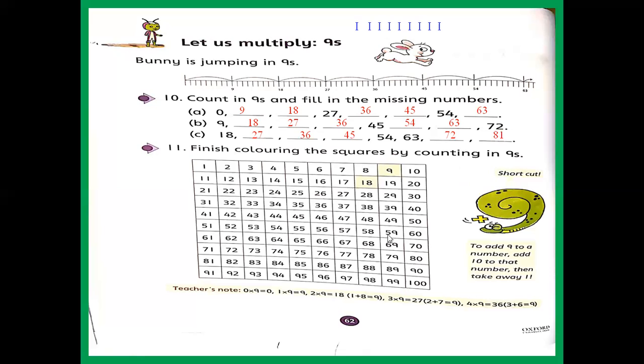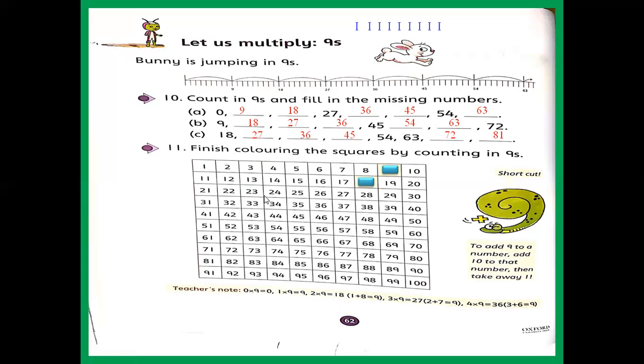Look at this one. To add 9 to a number, add 10 to that number, and then take away 1. For example, because 10 is easy to add, you add 10 and then minus 1. But simply, you just count 1, 2, 3, 4, 5, 6, 7, 8, 9. Color 9. Okay. Again, start from 1, 2, 3, 4, 5, 6, 7, 8, 9. When 9 comes, on 18, color this box.